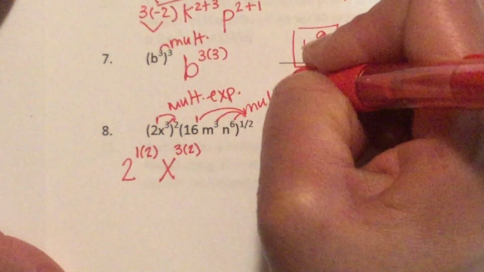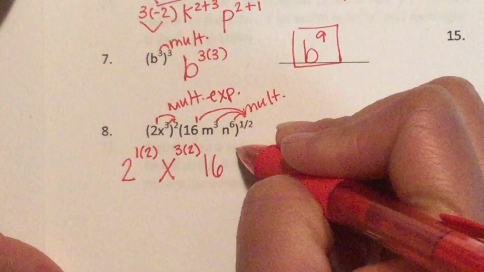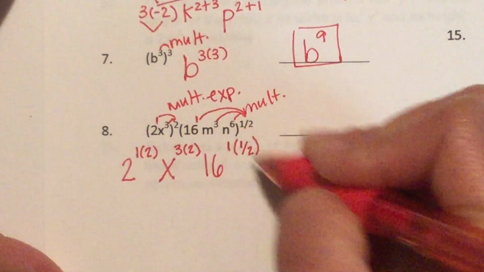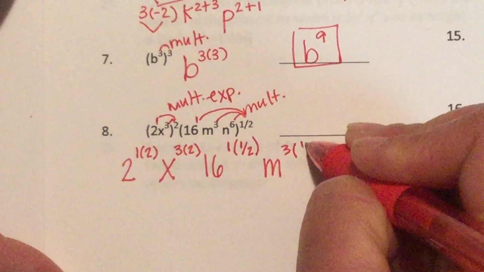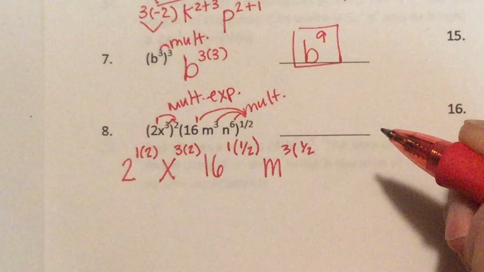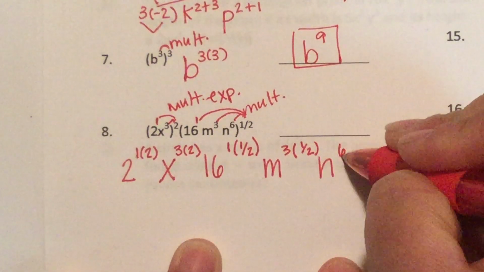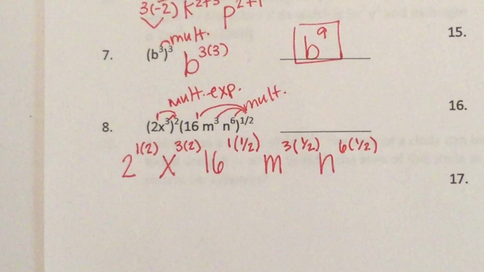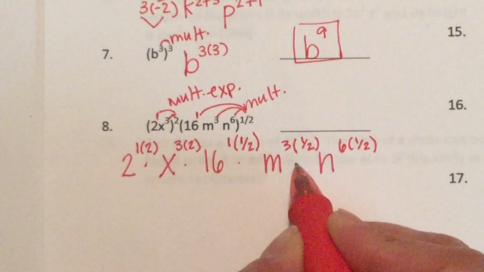Again, you're going to multiply your exponents here. So you're taking 16 exponent 1 times 1/2. You're taking m exponent 3 times 1/2. You're taking n exponent 6 times 1/2. You're multiplying each of those exponents by 1/2. And again, you get rid of the parentheses because in the end, all of this is multiplication in between each term.